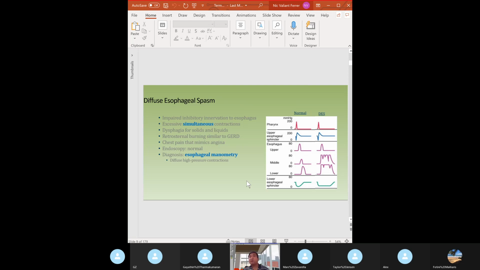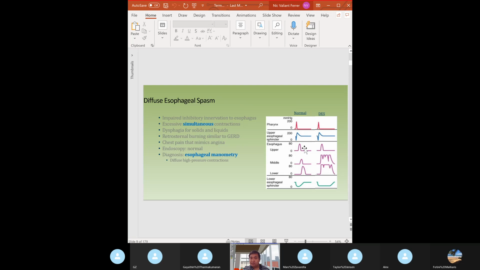You can also have retrosternal burning, similar to GERD, or the patient is having anginal pain, chest pain that mimics angina, MI. Endoscopy is normal. Let's look at the esophageal manometry, guys. So diffuse high pressure contractions where? In the middle and lower part of the esophagus, right?